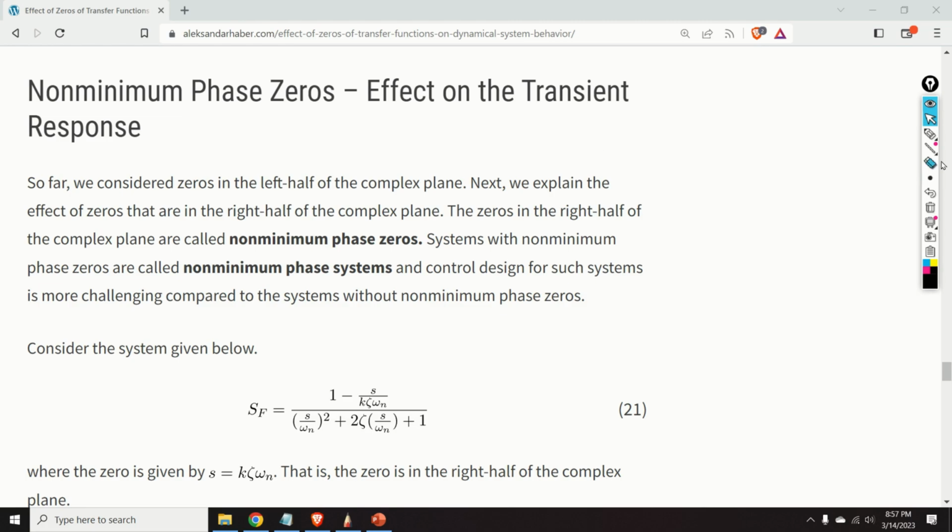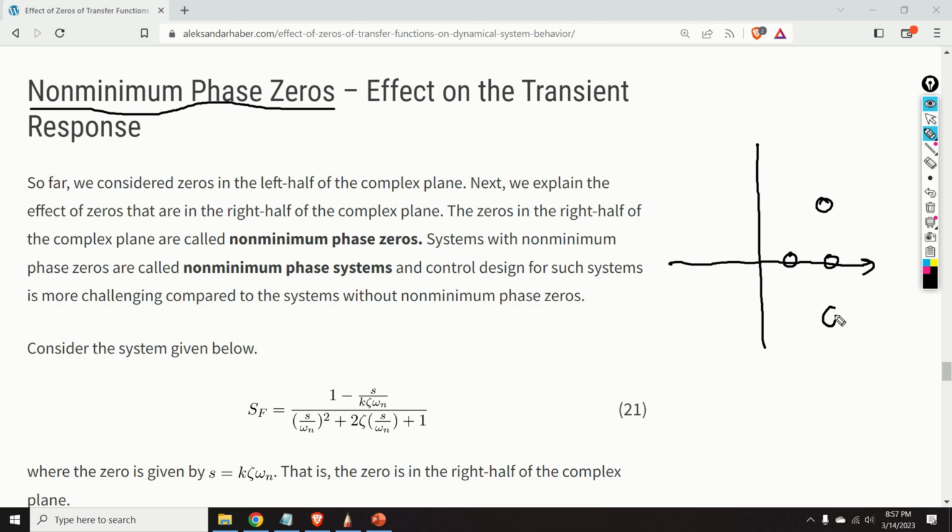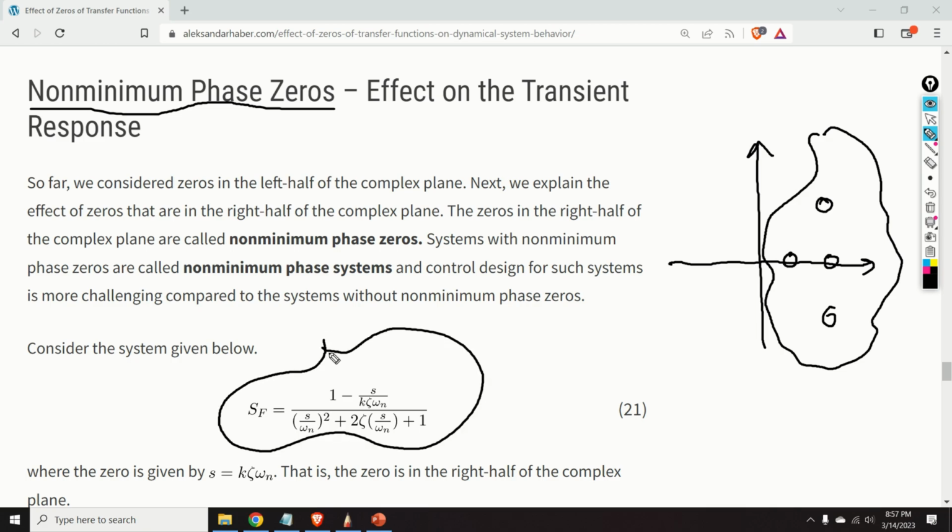And finally, we will explain non-minimum phase zeros and their effect on the transient response. So far, we considered zeros in the left half of the complex plane. However, the zeros can also be in the right half of the complex plane. That is, they can be over here, they can be over here. These zeros are devastating. They create significant problems. They can destroy your physical system, they can create damage, and they can be very challenging for designing a control system. So we will modify our prototype system to look like this.